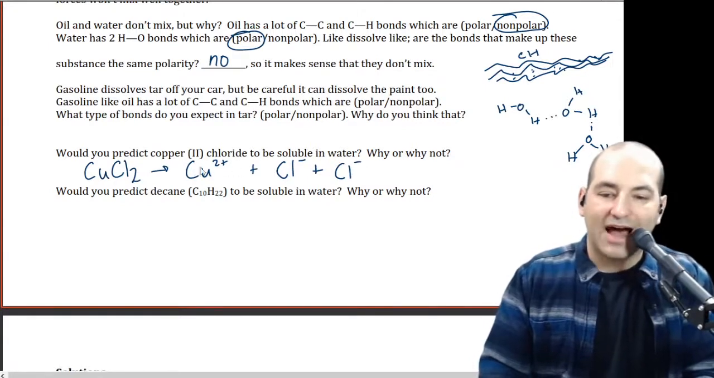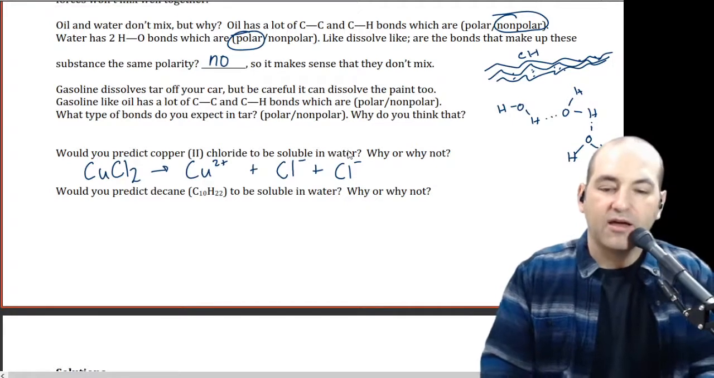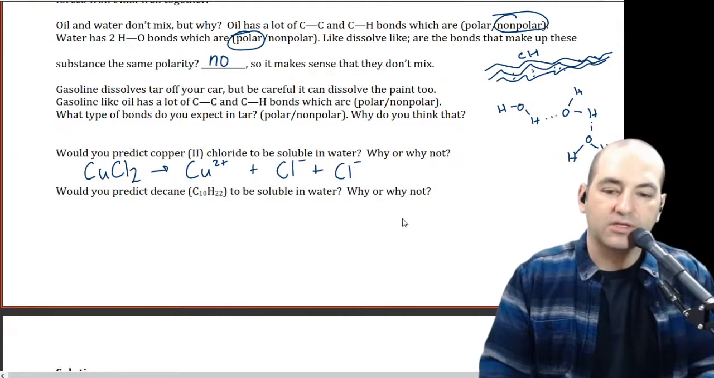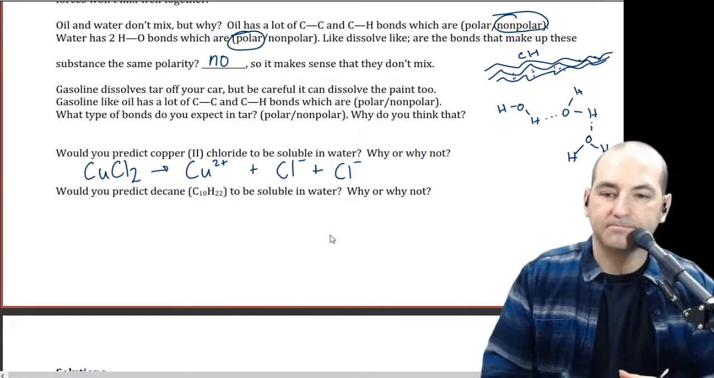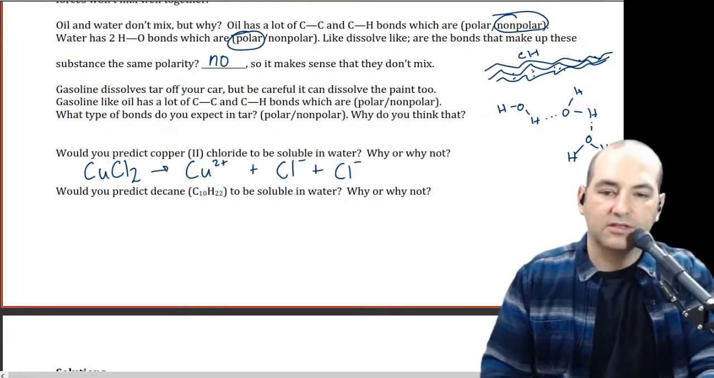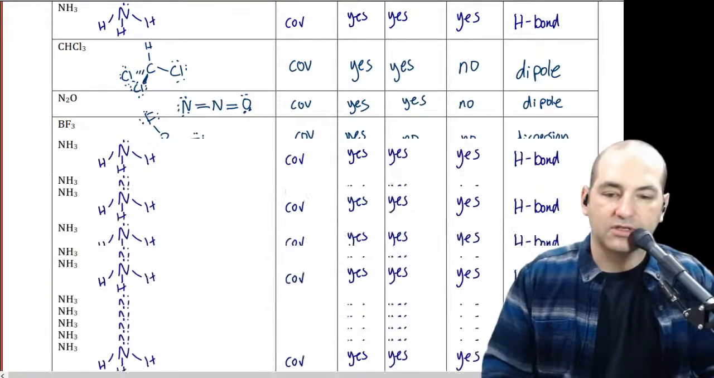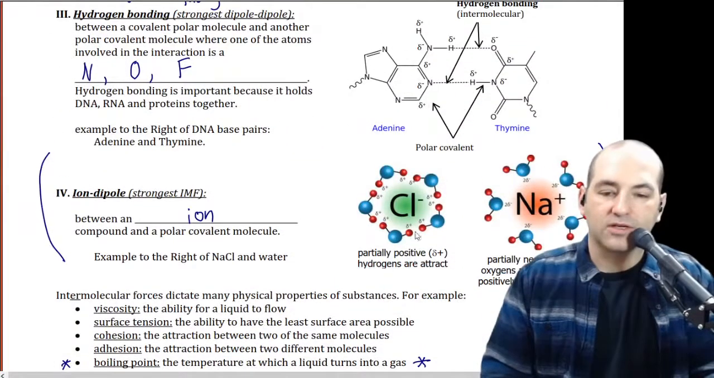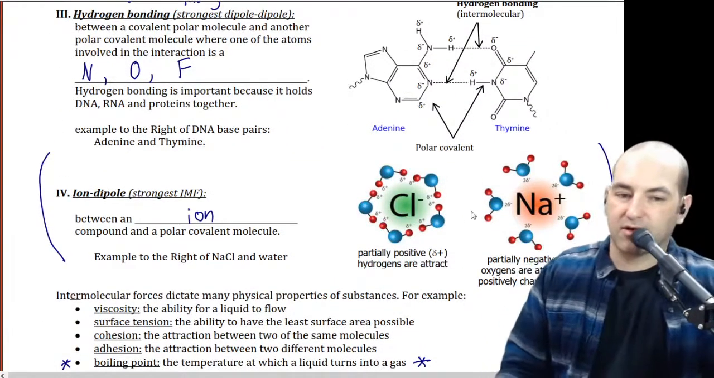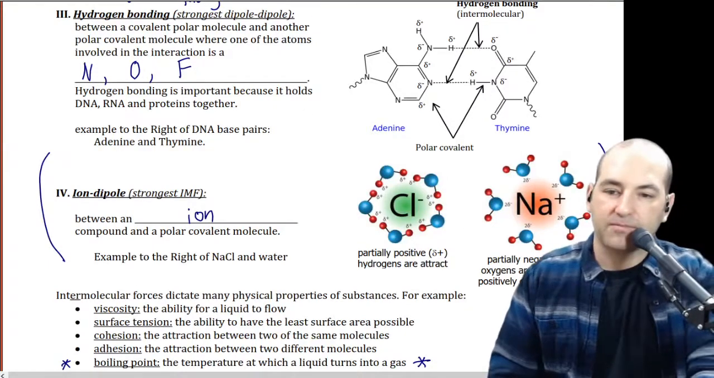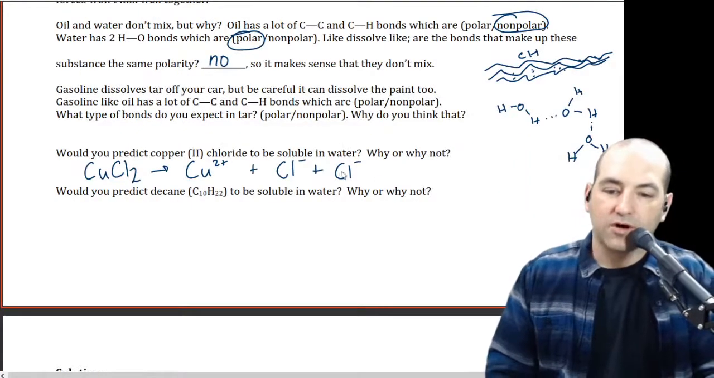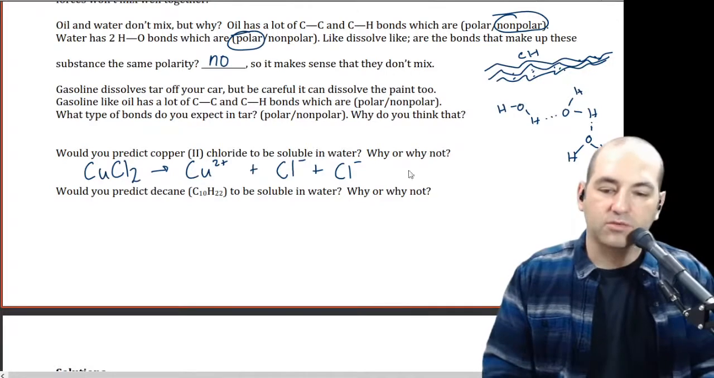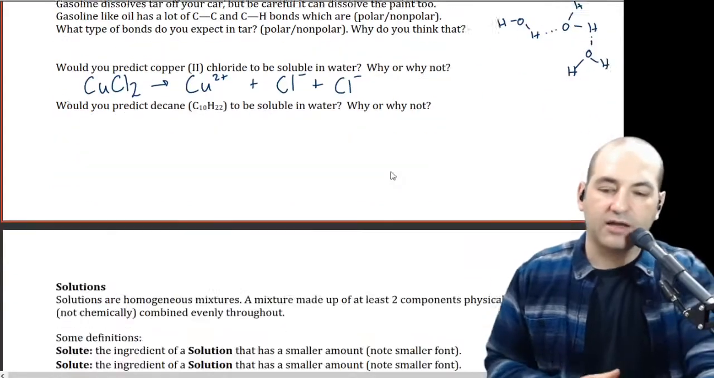And now you have these highly charged ions, positive and negative charged ions, that can interact with the water and be solvated. Remember in the last section we looked at these ion dipole forces. Look at that again, where the water molecules can surround the ion because of the positive and negative attraction. And so those should be soluble in water because water can now dissolve those ions.